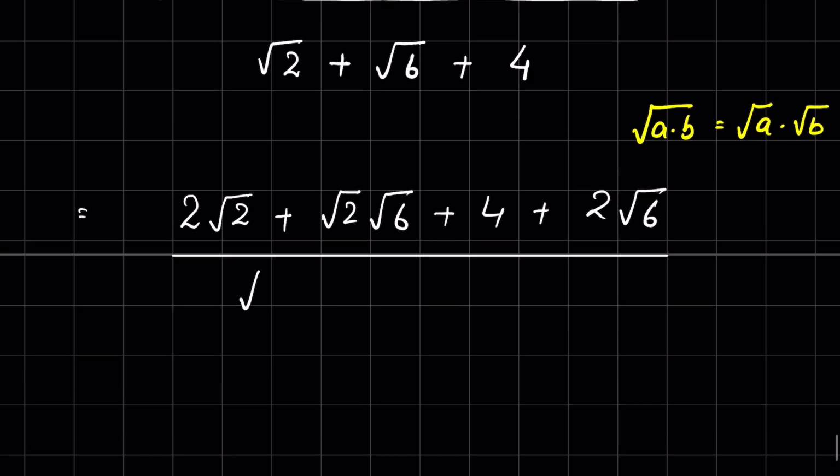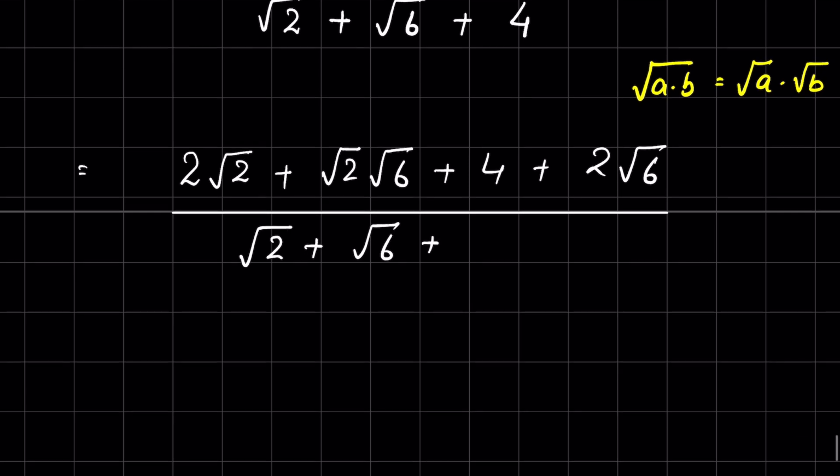Upon square root of 2 plus square root of 6 plus, now 4. The best thing about this number is 2 plus 2 is also 4 and 2 times 2 is also 4. So instead of 4 we can write 2 plus 2.